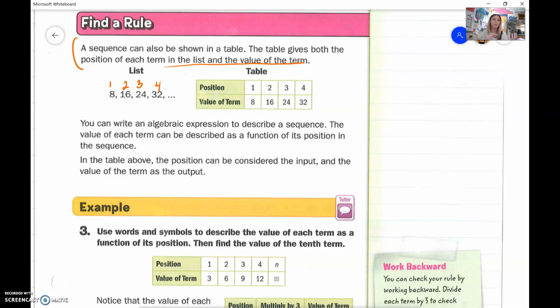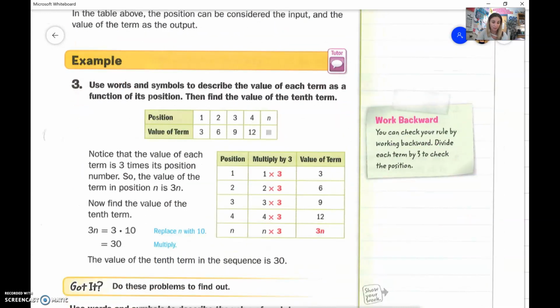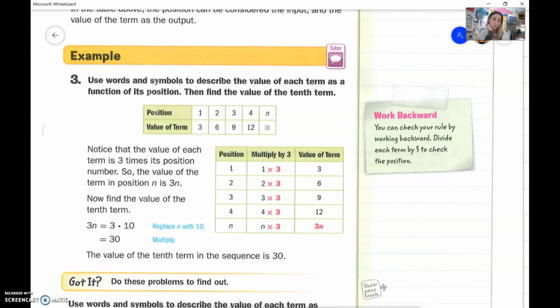So now what we want to do is try to find the relationship between them. Okay, between here and here, between here and here, and figure out the relationship between these numbers. Okay, so let's take a look at what happens down here. It says use words and symbols to describe the value of each term as a function of its position. Then find the 10th term. So the 10th term, meaning this one, it wants to know the 10th term. So we're going to replace that n with 10.